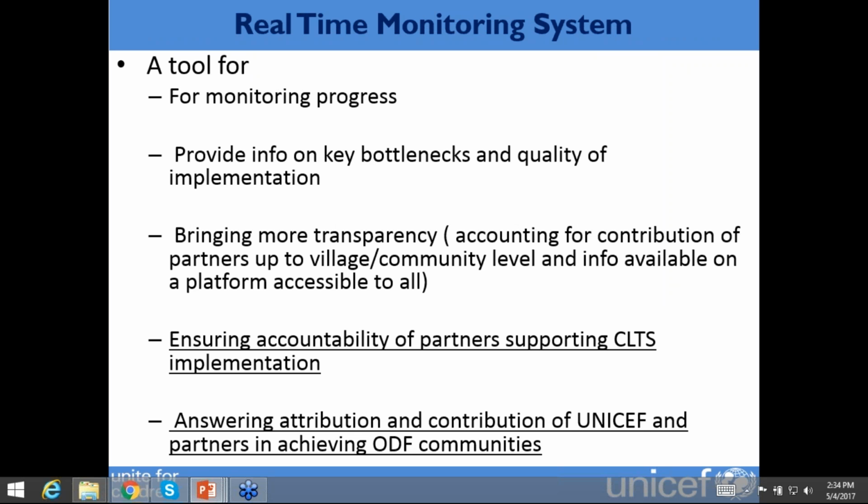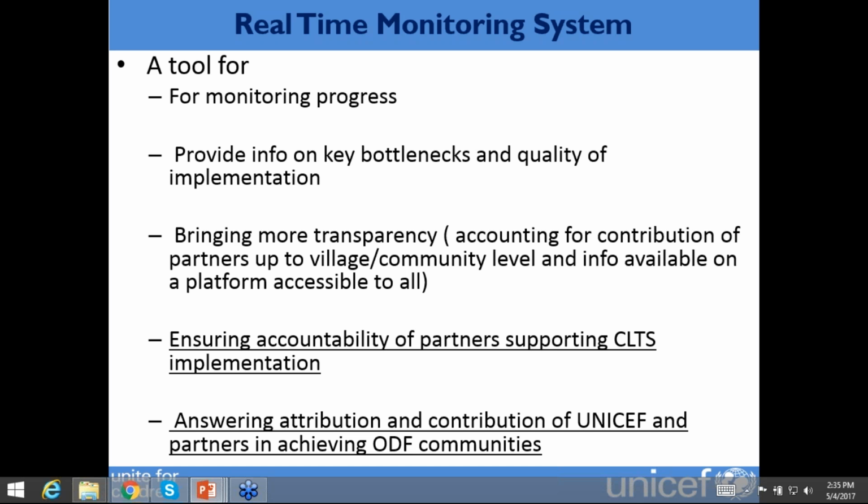As the name says, this tool is for monitoring progress, how the various villages are progressing on the different stages from triggering to certification. In the process, this provides information on key bottlenecks and the quality of implementation as well. For example, the triggerings are being done, but how many of them have really gone to the claim stage?